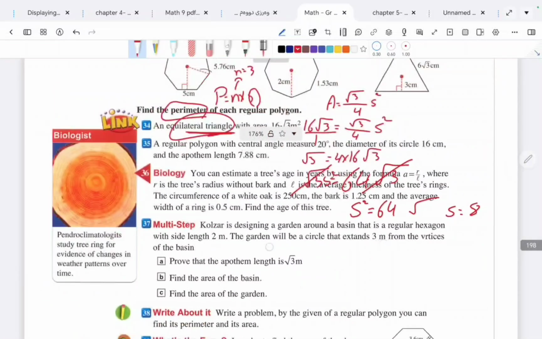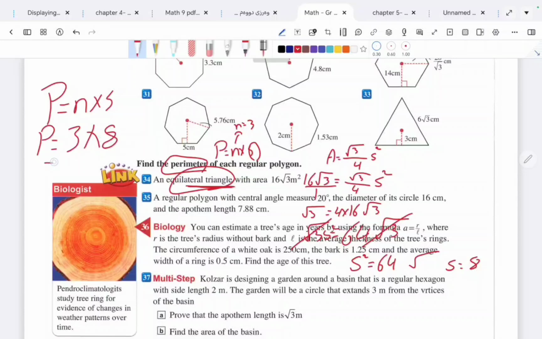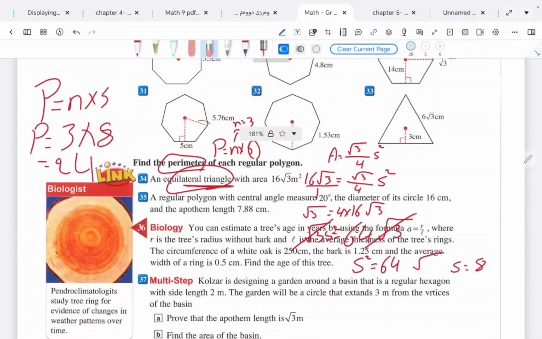Now s equals 8, n equals 3, multiply them. Perimeter equals n times s. P equals, n equals what? 3. S equals what? 8. So 3 times 8 equals 24. I'm going to repeat this one. Pay attention. Look.